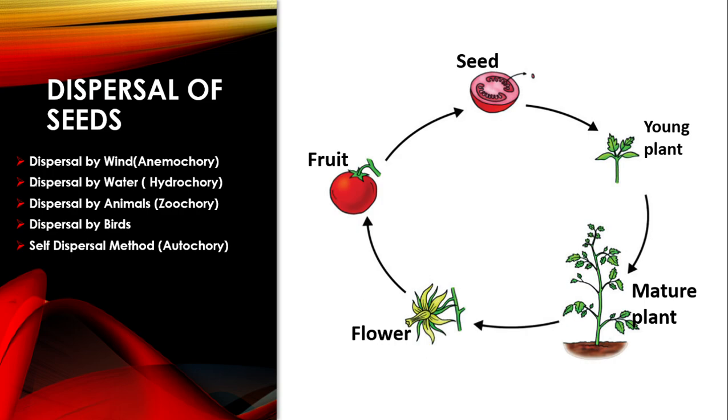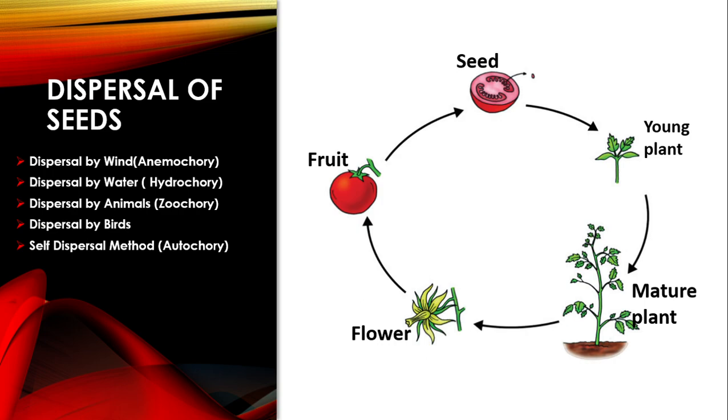Can you understand now? So what is the meaning of dispersal of seeds? The meaning of dispersal of seeds is nothing but the seeds being spread from one place to another with the help of agents like air, that is wind, water, animals, birds and self method and so on.